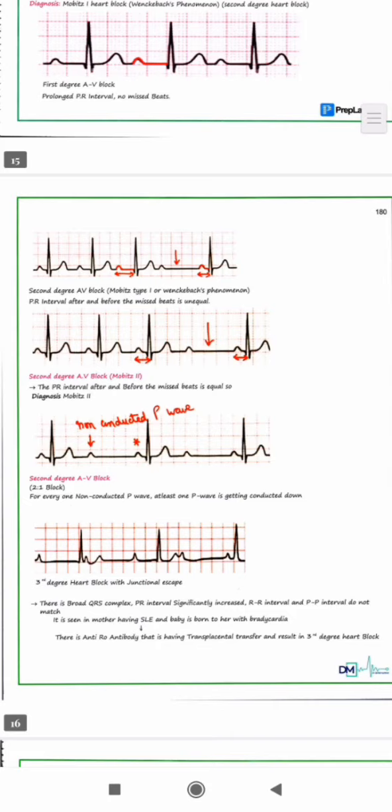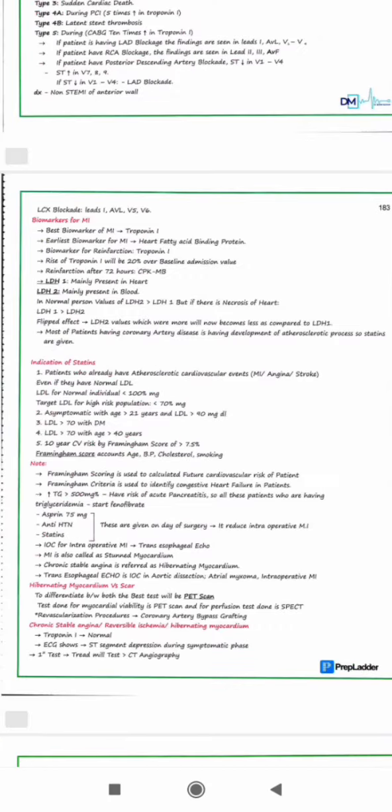Before studying the biomarkers, we're going to see these images which show the second degree AV block and a 2:1 AV block. So here we're going to see the Mobitz type 2 and the second degree block. In these images, we can easily differentiate them. As we can see, there is a non-conducted P wave and a conducted P wave. While in the third degree heart block with a junctional escape, there is a broad QRS complex and the PR interval is significantly increased, while the RR interval and PP interval do not have a match. It is seen in babies of mothers who have SLE also.